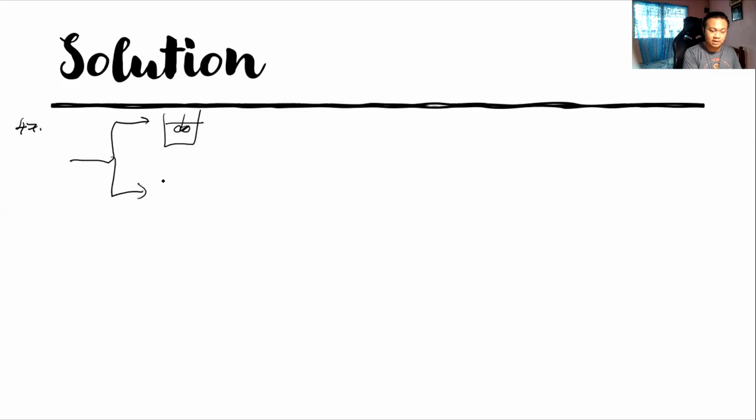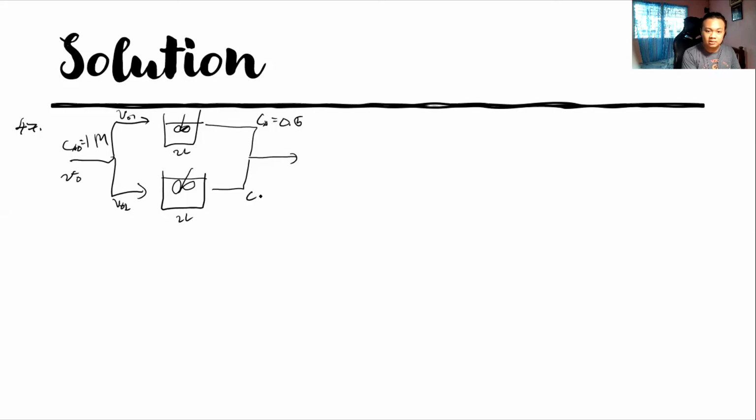So we have VO1 here, we have VO2, and then we have VO, we have CA0 at 1 molar, then these are both 2 liters. Then CA here is 0.5, right? And also the target conversion is 0.5.